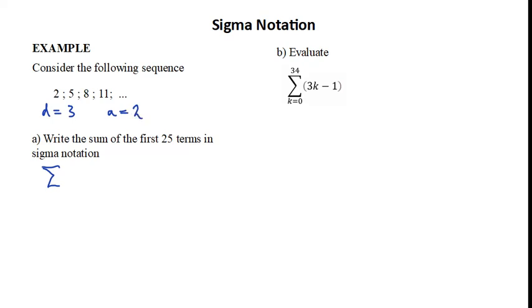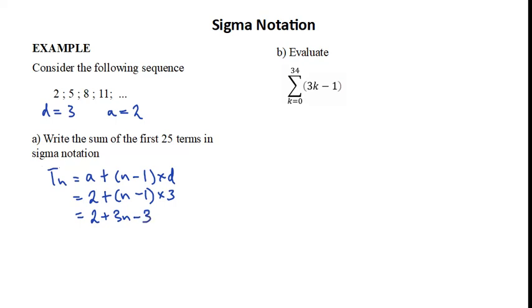Okay, so now we're going to use our arithmetic formula to find the general term of that. So that means Tn, remember it's a plus n minus 1 times d. The first term is 2, then n minus 1, the common difference is 3. Okay, distribute the 3 into the bracket. So 2 plus 3n minus 3, and let's simplify that. So that is 3n, and 2 minus 3 is minus 1.